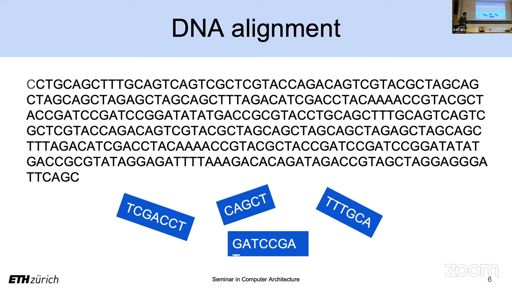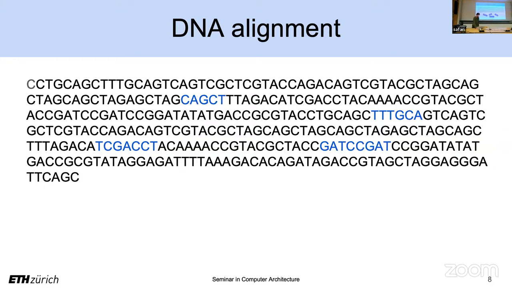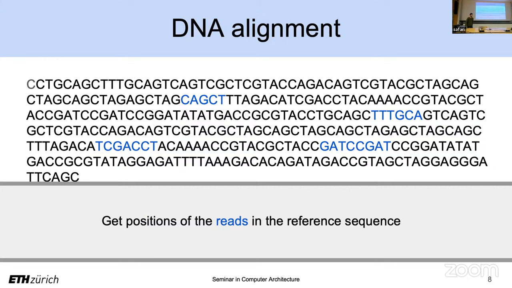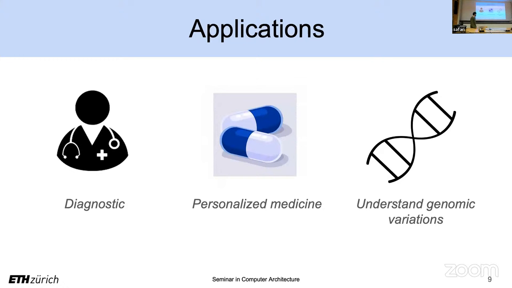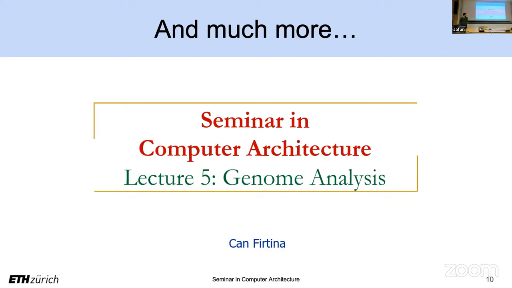Basically like this. Oh, this is off. I think it's some formatting issue. But the arrow and the blue text should be there. So here you can see all the reads we had. The output of such an algorithm, or the problem, would be to get the positions of the reads in the reference sequence. The applications are in medicine, or in research, also to understand genomic variations better. And I can recommend this lecture we had from Tan. Also in the seminars, there's much more about this.